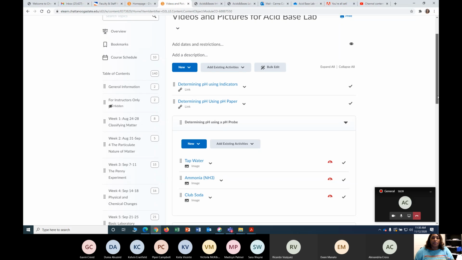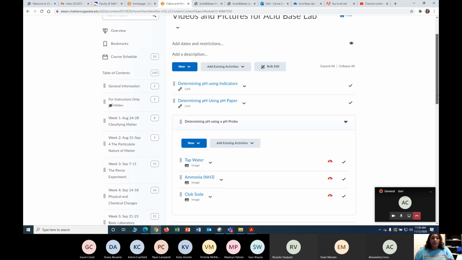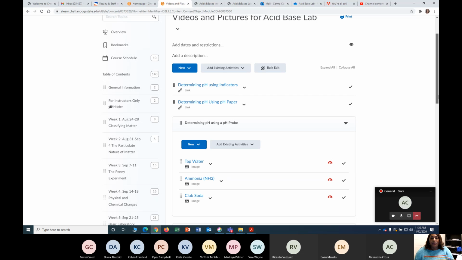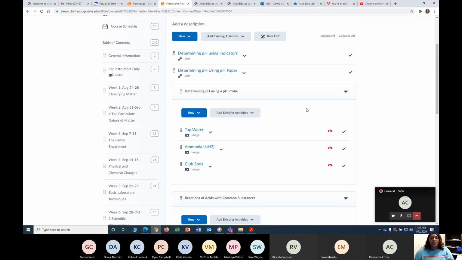So work with your group members in watching the videos and viewing the pictures, and with the indicator, determine the pH range of those 3 solutions. And then with the pH paper, determine the exact pH value for several liquids. And then view the pictures and record the pH value for those 3 substances using the pH meter.